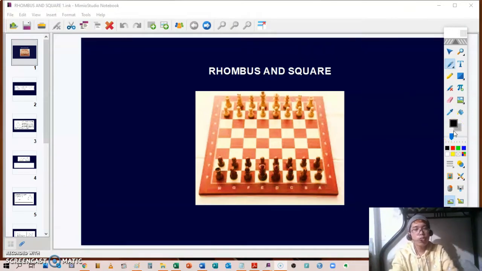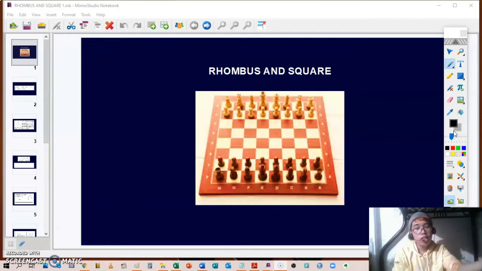For this lesson, for Module 6, we have Rhombus and Square. So we're going deep into the properties of rhombuses and squares, and also we're going to prove the properties of rhombuses and squares.